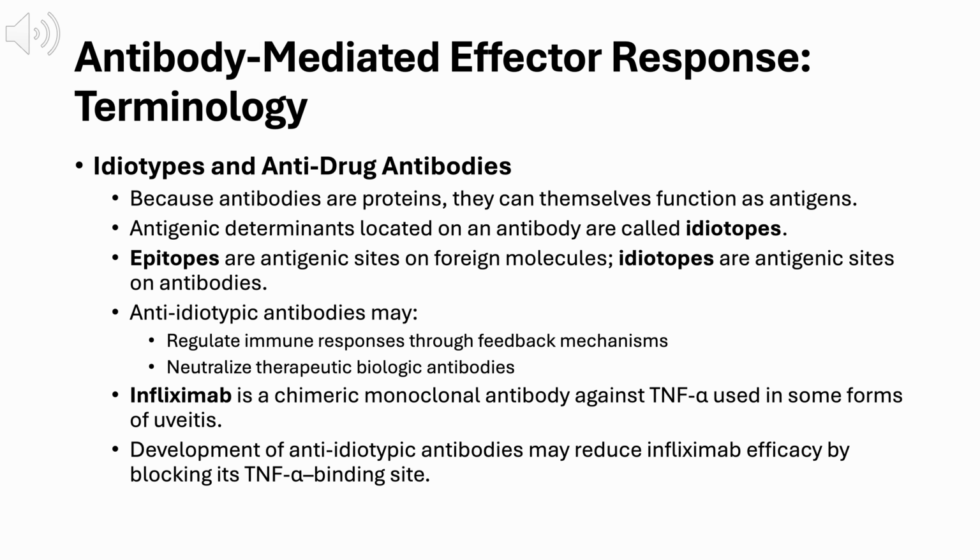of anti-drug antibodies. Take infliximab, a chimeric monoclonal antibody against TNF-alpha used in some forms of uveitis. Patients can develop anti-idiotypic antibodies against it, and these may reduce infliximab's efficacy by blocking its very TNF-alpha binding site. This is the molecular reason a biologic can lose effectiveness over time, and why we monitor for immunogenicity. It's a direct bridge from basic immunology to a decision you make at the bedside.